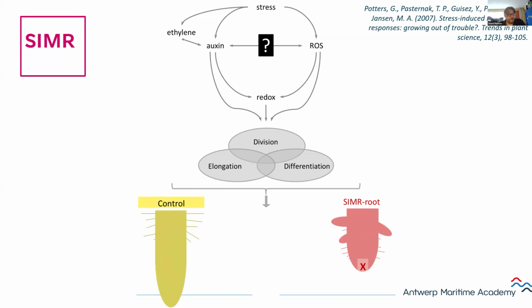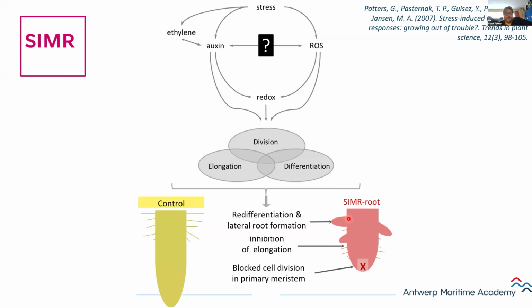And this syndrome, first characteristic of the syndrome is you have an inhibition of elongation of your root. You block cell division, your cell meristem stops dividing. And then you have a redifferentiation. So in the root, but away from the tip, you start up cell division activity again. And there you have formation of lateral roots. For us, this was a very important point.